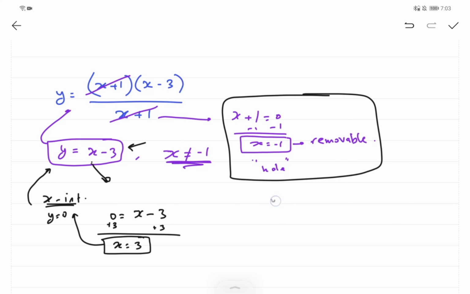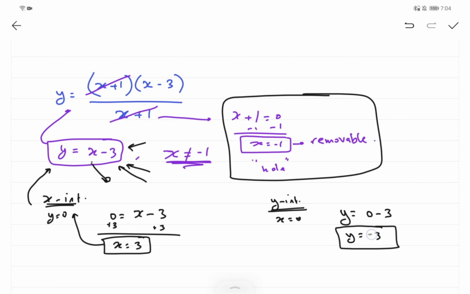Now let's find the y-intercept. The y-intercept is the point of intersection with the y-axis. Any point on the y-axis has coordinates with x equals 0. So we need to replace x by 0. Again, I'm replacing in this function. So y equals 0 minus 3, which is negative 3. So the y-intercept is y equals negative 3.